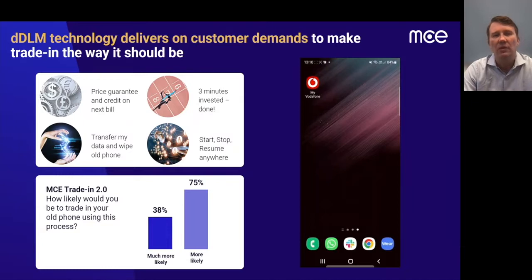What we do is take out the friction, and you have 3 minutes invested and you're done with our remote app. Our remote app is so precise in assessing the value of a device through an artificial intelligence-based remote cosmetic scan that we can actually guarantee a price. You can also start, stop, and resume anywhere. We remember what you did before. And of course, customers don't just come to trade in a phone. They also want to be taken care of to transfer the data and wipe their old phone securely.